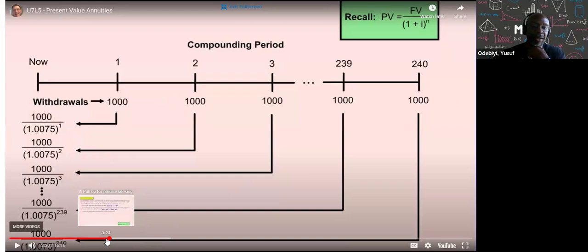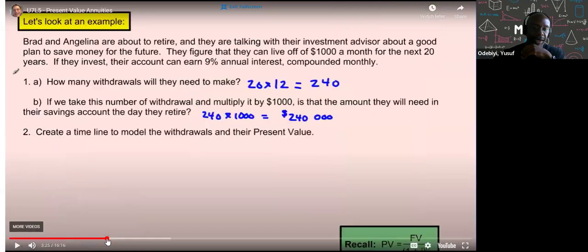So let us go back to the beginning to explain that. You can see up here, present value equals future value divided by 1 plus the interest in the compounding period. Let's look at it from here. I don't want to confuse you, so I'm going to play it from here and we're going to play through the timeline.